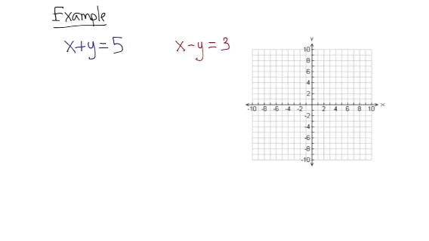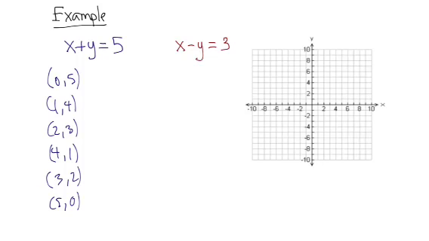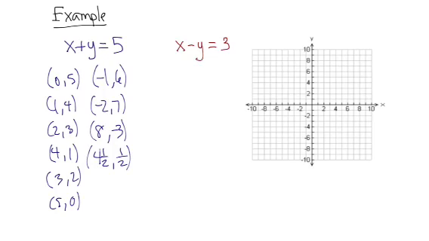For example, I've got x + y = 5. I'm just going to list some random answers to that, like 0 + 5, 1 + 4, 2 + 3, 4 + 1, 3 + 2, 5 + 0. And then, of course, I could start getting tricky and throwing in negatives, like -1 + 6, or -2 + 7, or 8 + (-3). I could also throw in fractions and decimals, like 4 1/2 + 1/2 makes 5, or 3.7 + 1.3 makes 5.